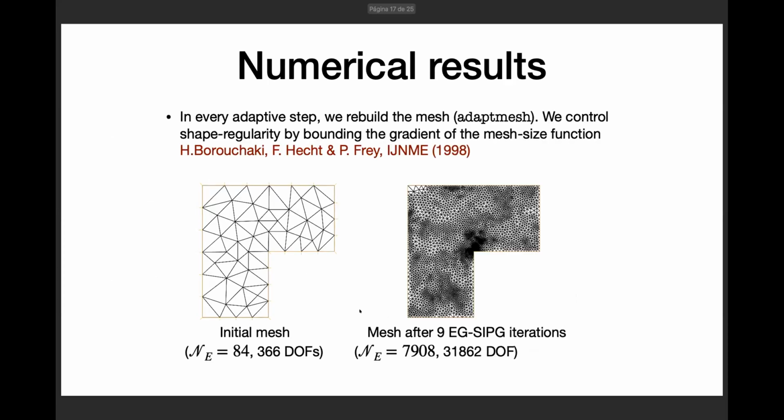So we started the adaptive algorithm with an initial coarse mesh of 84 elements, and at every adaptive step, we refine the mesh using the adapt mesh function. And we control the shape regularity by bounding the gradient of the mesh size function. Here we can see the mesh after 9 iterations of the SIPG variant of the DG method, and you can see that the mesh is highly refined around the origin where the singularity occurs. We have tested also the other variants of the DG method, the IIPG variant and the NIPG variant, and the results are similar to what I'm going to show you.